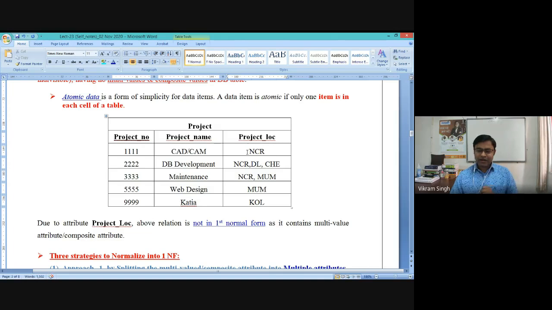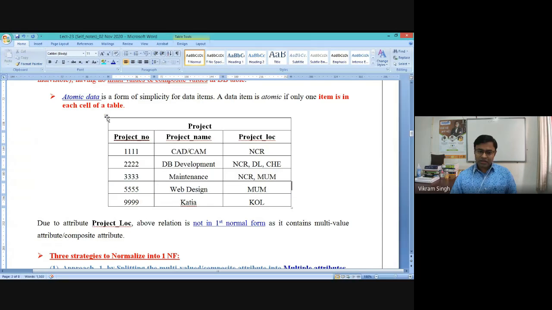You can see the first tuple does not have any non-atomic or composite value, but in the second tuple you can see there is a multi-value, because we have NCR, DL, and CHE, three project location values for this particular project. Similarly, in project number 333 for maintenance, we have two locations, NCR and Mumbai. The remaining tuples do not have any multi-values.